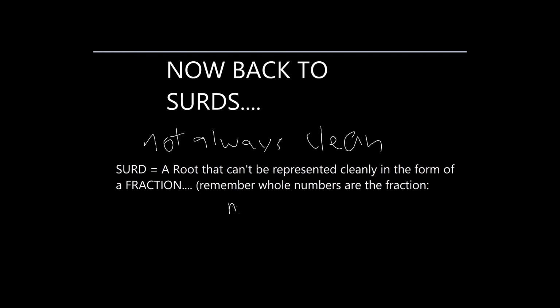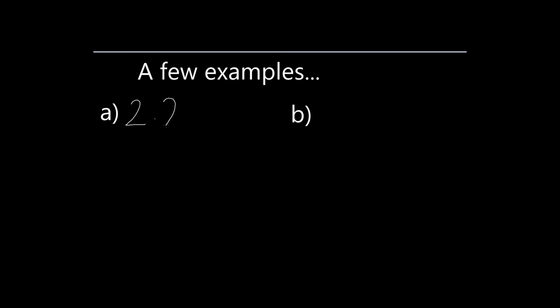Now, just to show you again what I mean, let's take a few examples. Let's take the square root of 2 numbers, 2.25, and the second one is going to be 8. So let's do our 2.25 first. So, root 2.25, is this a surd? Let's find out. Remember, if the answer can't be cleanly represented with a fraction, it's a surd. So let's put the square root of 2.25 into our calculator.